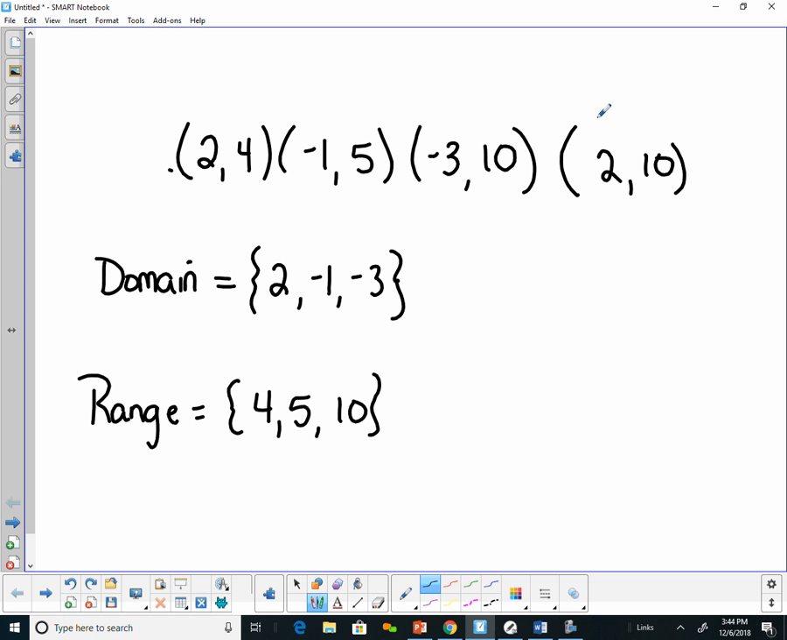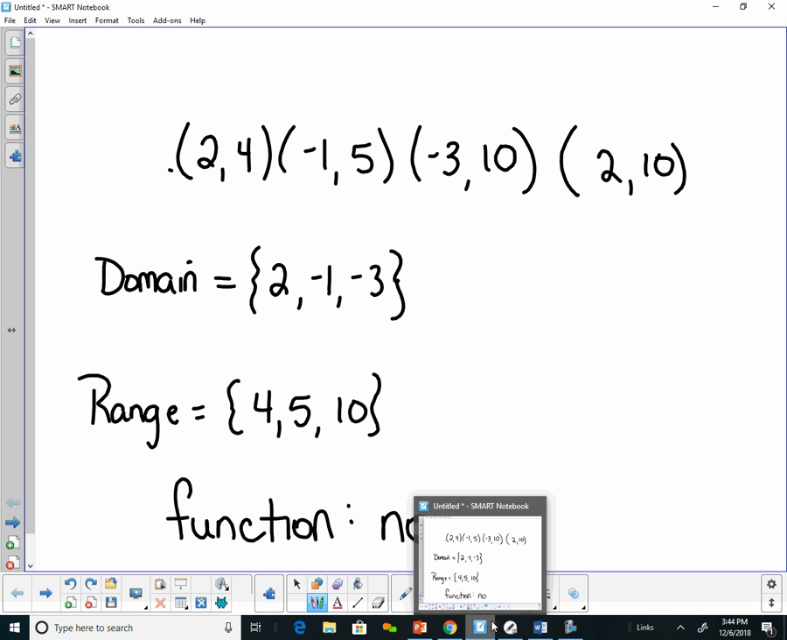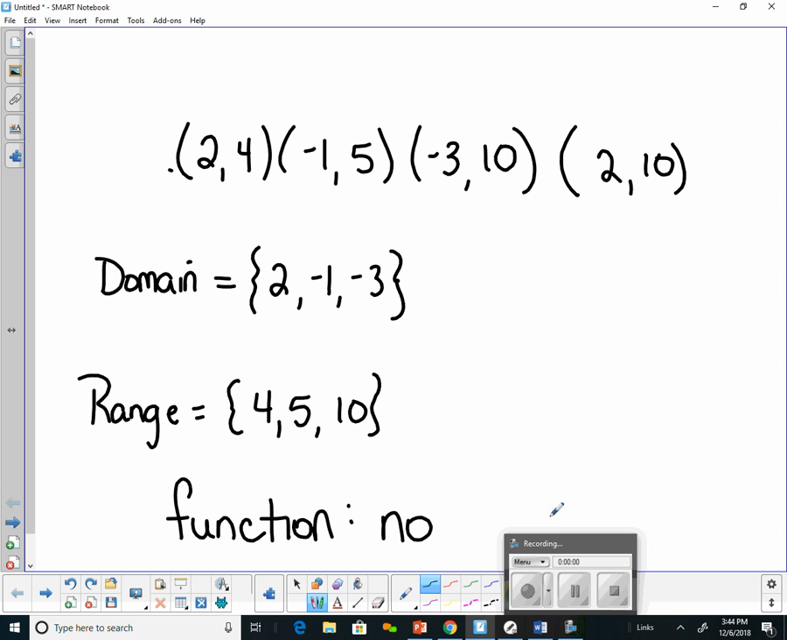And then we repeat here with an x value of 2, and it is going to a different number, which was 10. So I have the one that went from 2 to 4, and I have one that goes from 2 to 10. Therefore, this is not a function because of the repeating x value going to a different y. Okay.